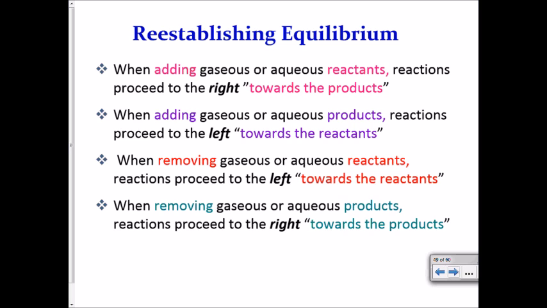Remember, too, the only things that can affect a shift or a change in the way it proceeds are going to be something that's gas, something that's aqueous, something that has a concentration. So liquids and solids, you can add them like there's no tomorrow, but it's not going to affect the equilibrium at all. When removing, so if you remove reactants, it's going to shift towards the reactants. If you remove from the products, it's going to shift or proceed towards the products. I'm still trying to adjust my way of saying, because I always say shift too.